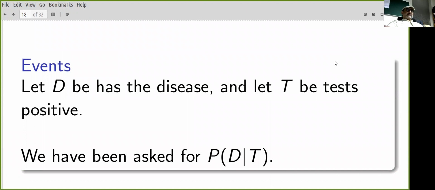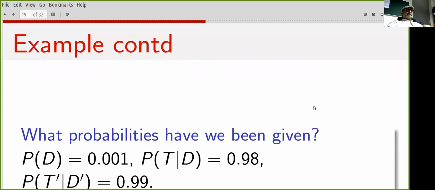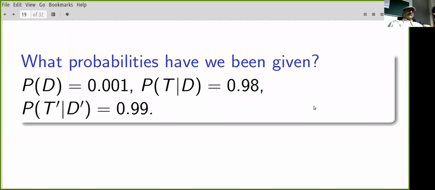Okay, so if we let D be the event that a person has the disease, and let T be the event that they test positive, what we are being asked for is the probability that the disease is present, D, given T, that the person has tested positive. So what have we been given? First, let's write that in this notation of probabilities and events. We've been given that for any random person off the street, there's a 0.1% chance that they have the disease. The probability that a person will test positive given that they have the disease is 0.98, and the probability that they will test negative given that they do not have the disease is 0.99.